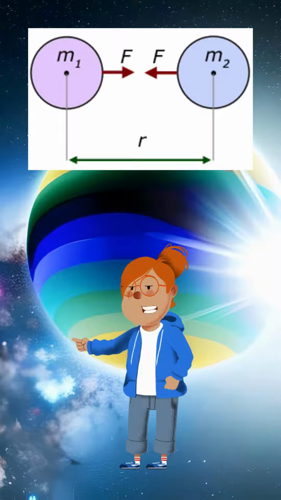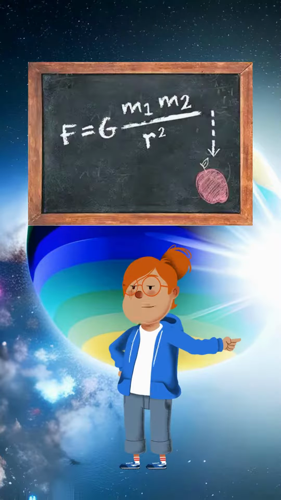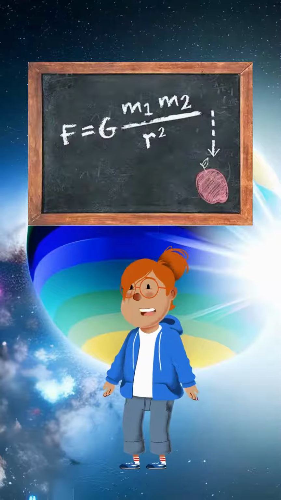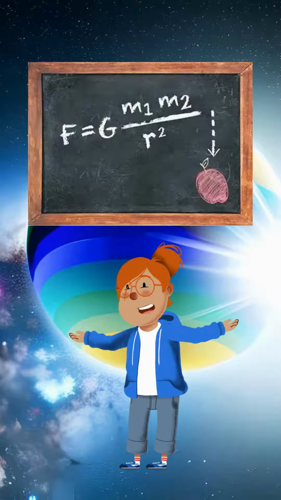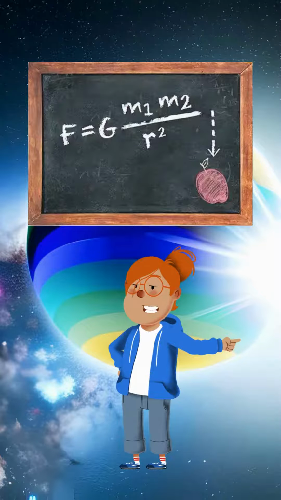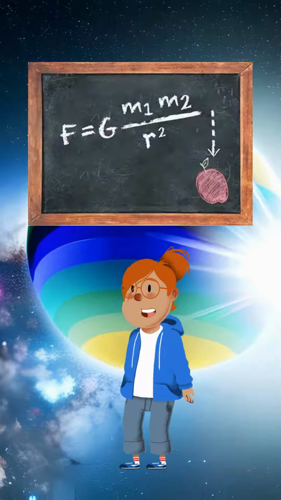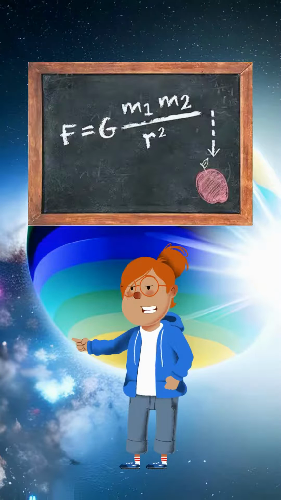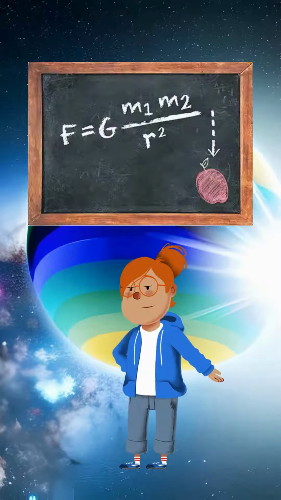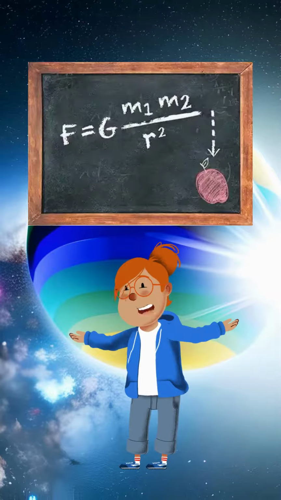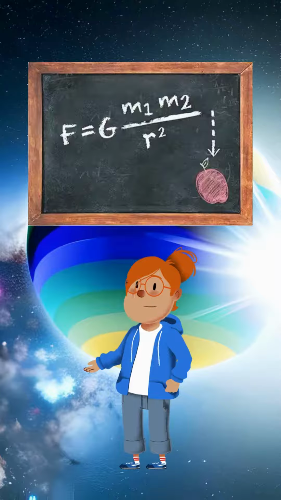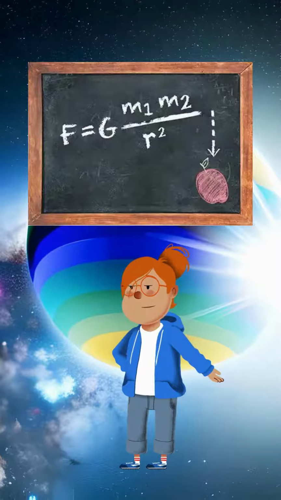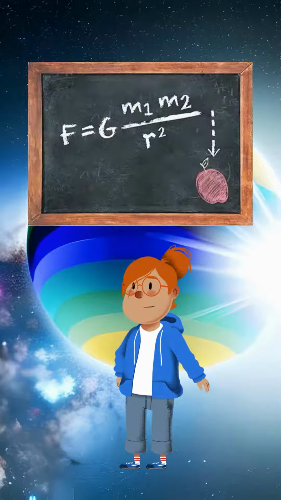This law is represented by an equation that many high schoolers encounter in physics class. It goes as follows: F equals G multiplied by m1 m2 divided by r squared. We can explain this equation in words. The force of gravitational attraction between two objects is equal to the gravitational constant multiplied by the product of their masses, divided by the square of the distance between their centers. This equation is known as the universal law of gravitation and is a fundamental principle in physics that explains the force of gravity between two objects.